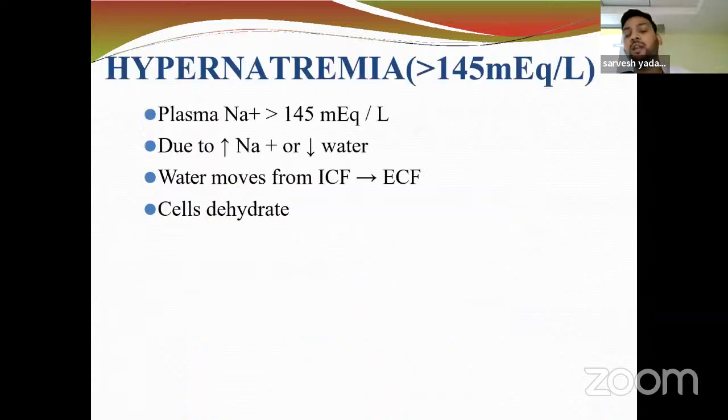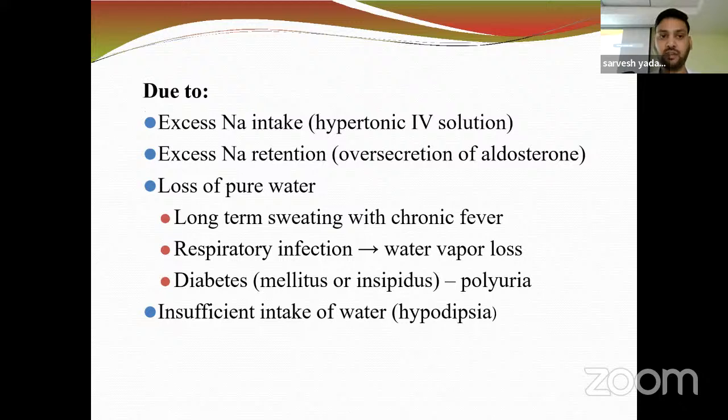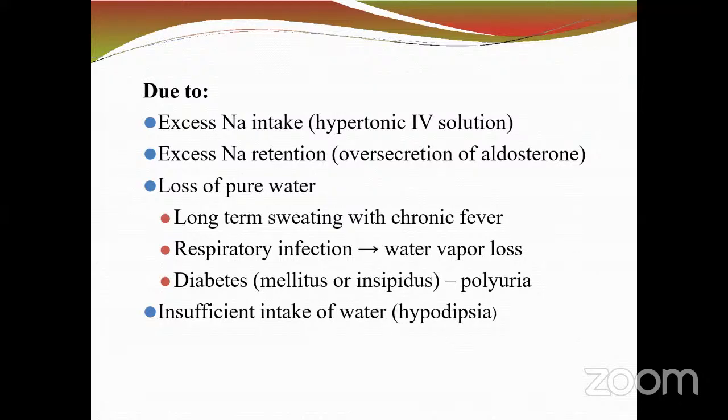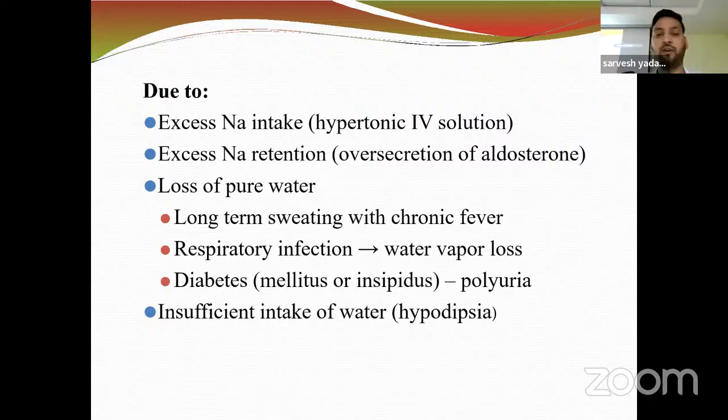Hypernatremia is when serum sodium level is more than 145 milliequivalents per liter. Plasma serum sodium is elevated due to increased sodium or decreased water intake. Water moves from ICF to ECF, and cells dehydrate. Causes include excess sodium intake, hypertonic IV solution, excess sodium retention, and oversecretion of aldosterone. Loss of pure water is due to long-term sweating with chronic fever, respiratory infection, and diabetes presenting with polyuria.